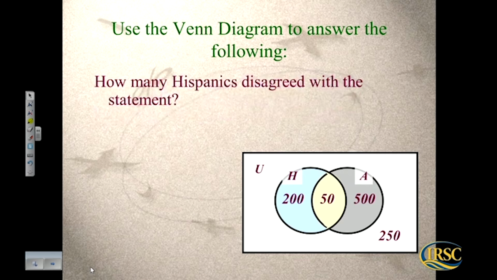How many Hispanics disagreed with the statement? Okay, 200. So the number that's inside the Hispanic circle, but not inside the circle for agreeing. So any questions there?